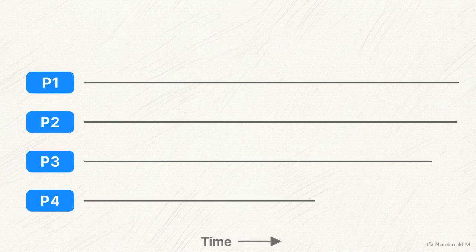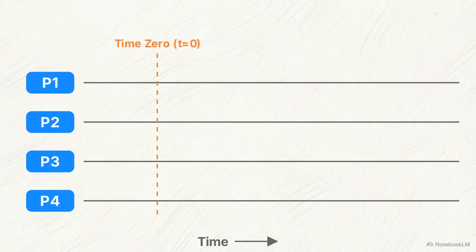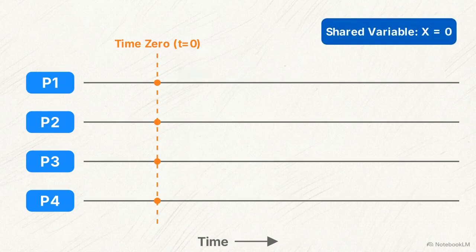This standard analytical framework diagnoses that chaos. It maps 4 independent processing nodes, P1 through P4, operating on their own timelines. We start at time 0. Before any operations, all 4 timelines agree on a baseline state, sharing a variable x set to 0.